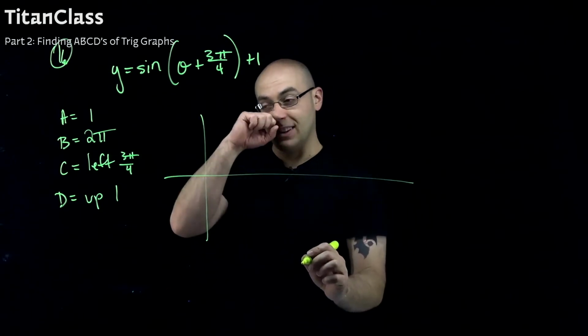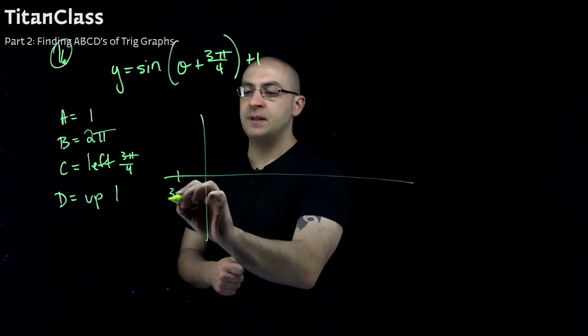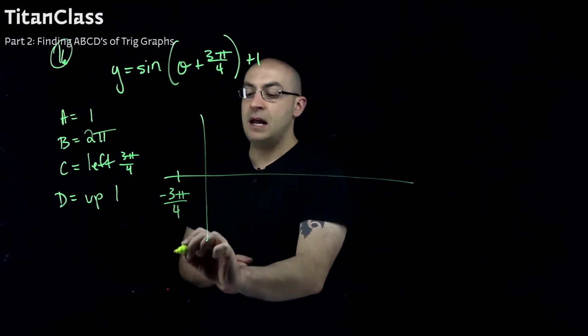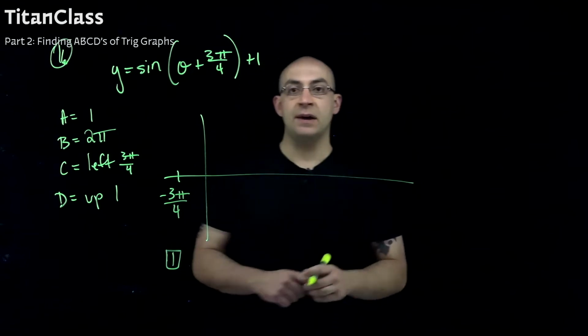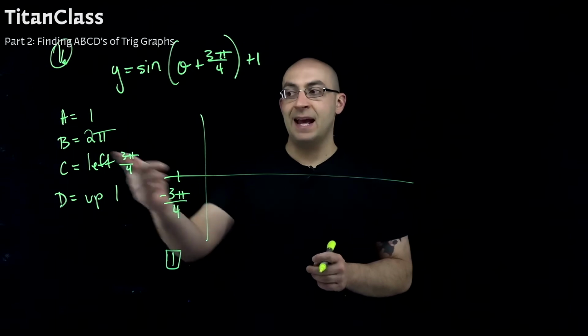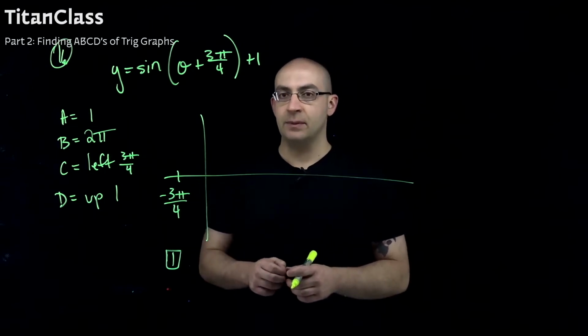We want to graph the left 3 pi over 4 first. So this is a negative 3 pi over 4, and that's going to be my first value because we need 5 key points, right? So the next thing we want to do is add the period to negative 3 pi over 4.